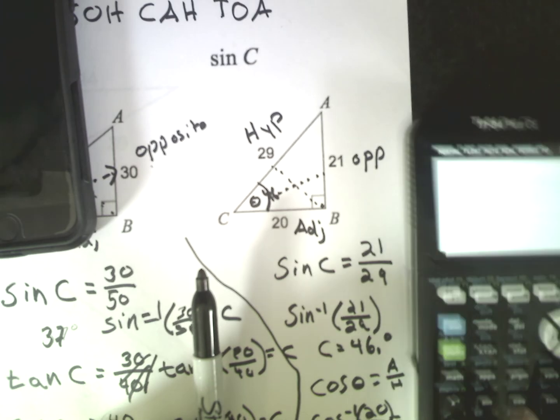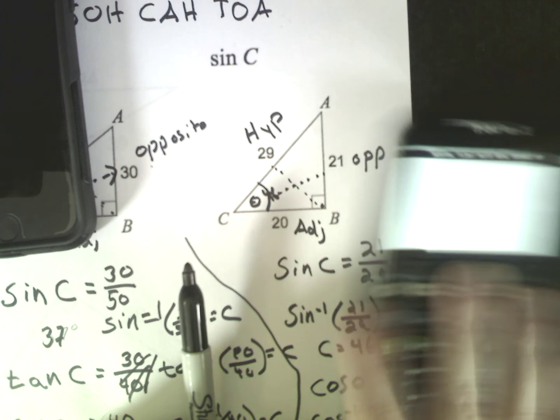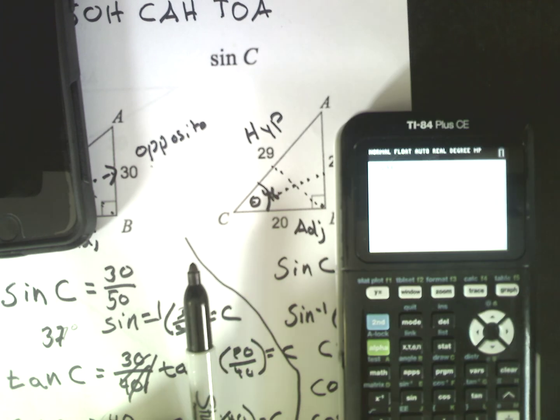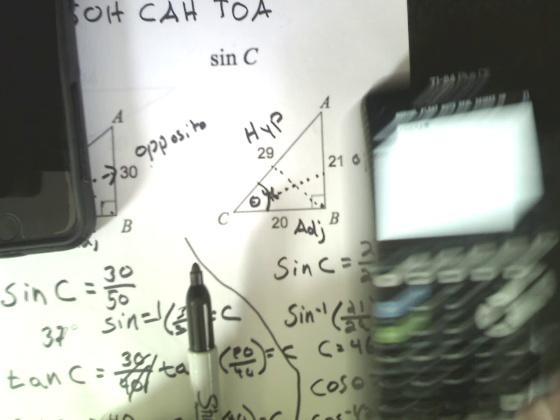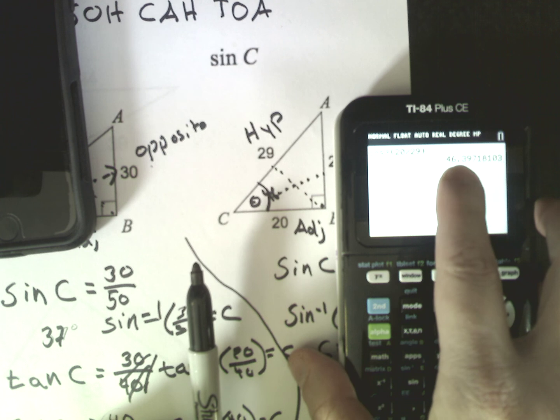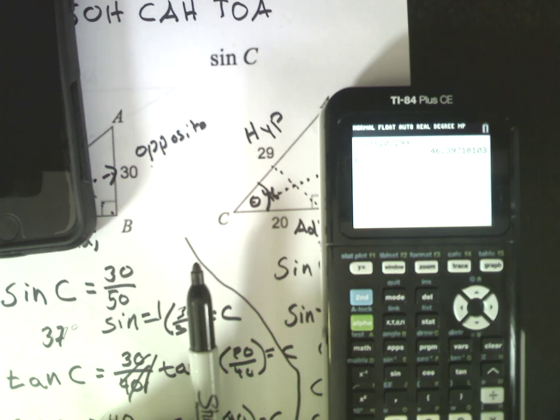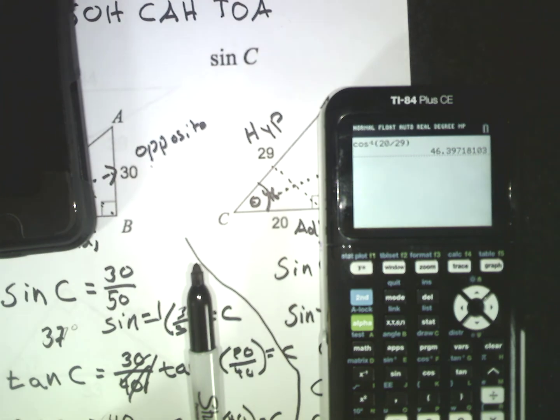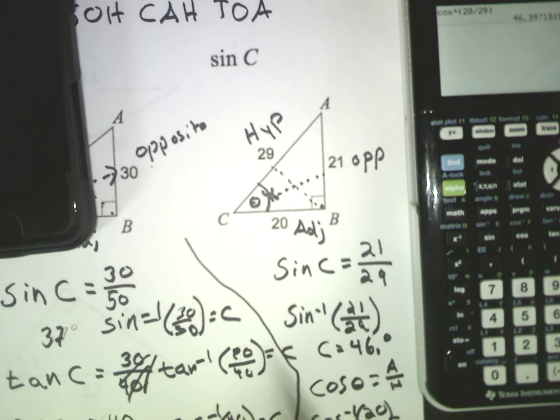So let's see. Second, cos -1, 20 divided by 29. 46.397, just like the other one. Got to turn the light back on with this one. Okay, look at that, 46 again.